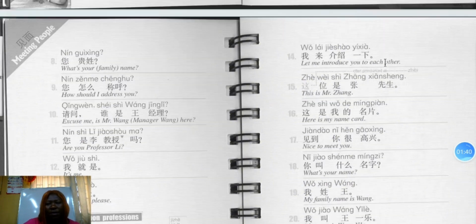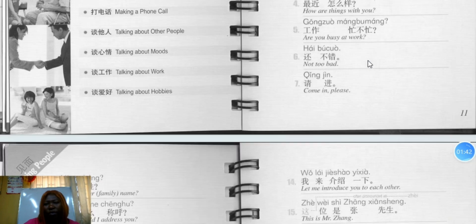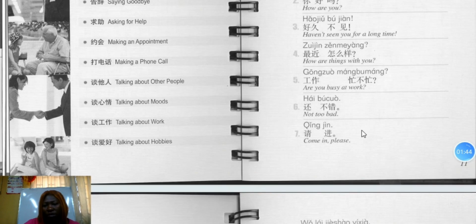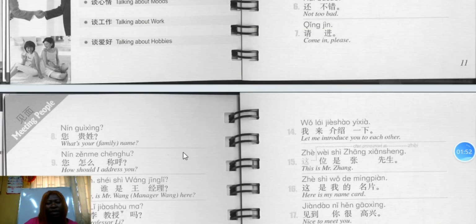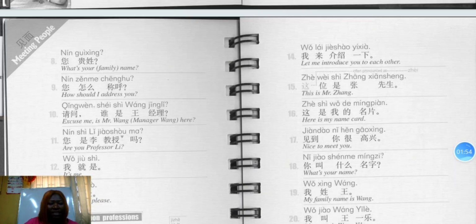请坐. If we remember in our first, okay, number 7th sentence, it says 请进. 请进 means please come in. So when the person comes in, now say 请坐. Please sit down. Please sit or sit down, please. 请 is please. 坐 is to sit. 请坐. Which means please sit.